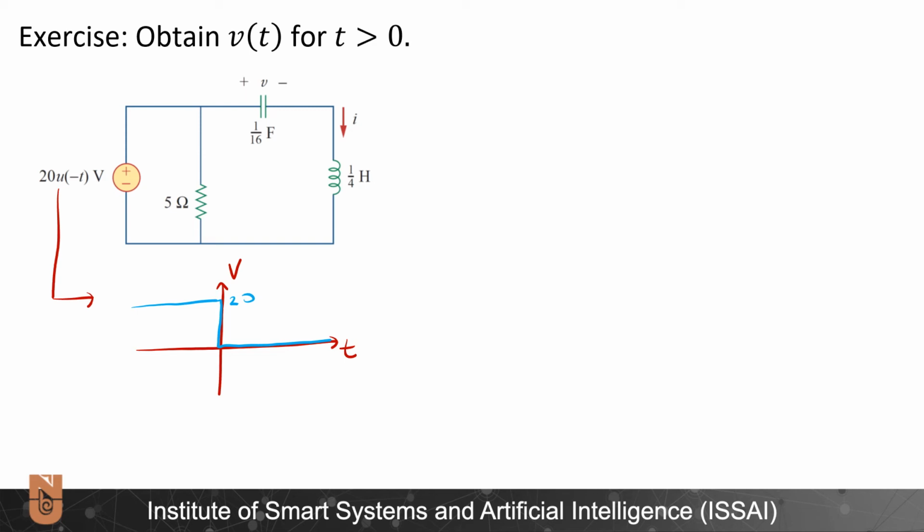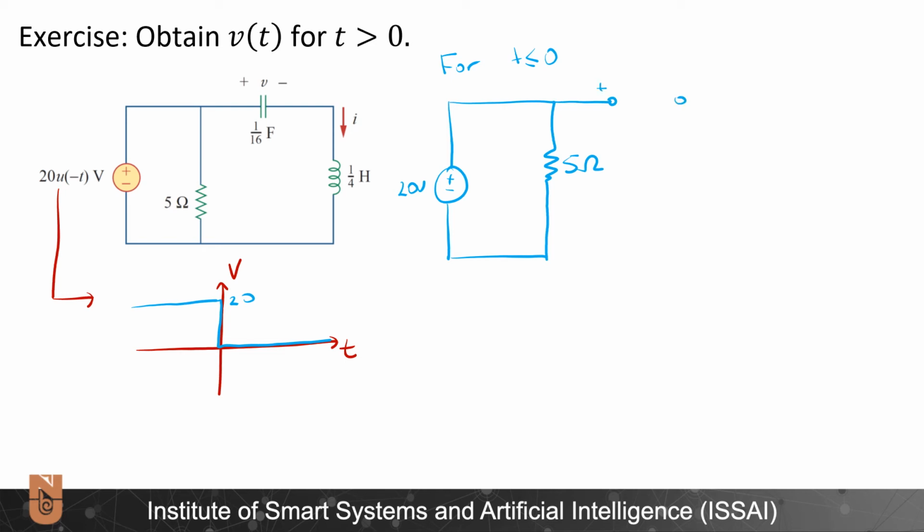So let us draw our equivalent circuit for t less than or equal to 0. So what will that be? Here I will have a plus-minus 20 volt source. Then here I have my 5 ohm resistor. The capacitor will behave like an open circuit, plus-minus V. And this inductor will behave like a short circuit.